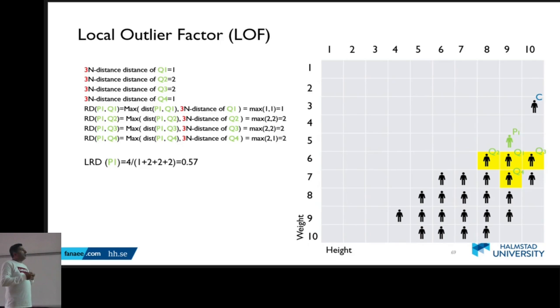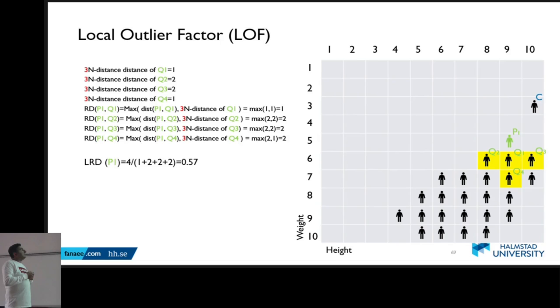3N distance of Q1: one neighbor, two neighbor, three neighbor. Its third neighbor has a distance of one, so it becomes one. For Q2, first neighbor, second neighbor, third neighbor is this one or this one, so it becomes two. For Q3, it also becomes two. For Q4, first, second, third neighbor, so it becomes one, right? So now the distance of P1 to Q1 is one, right?